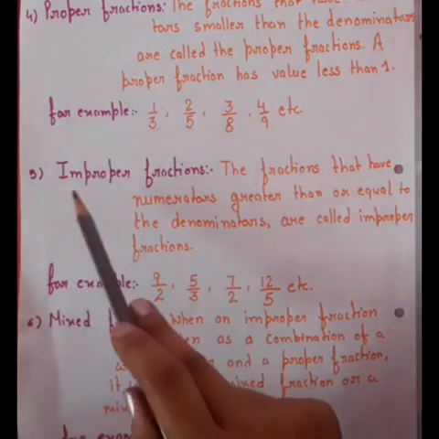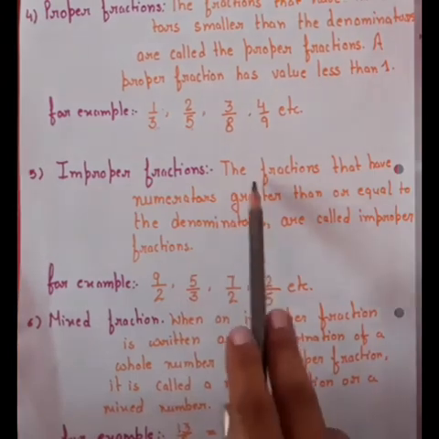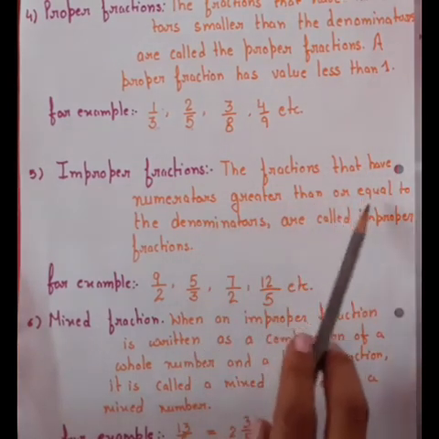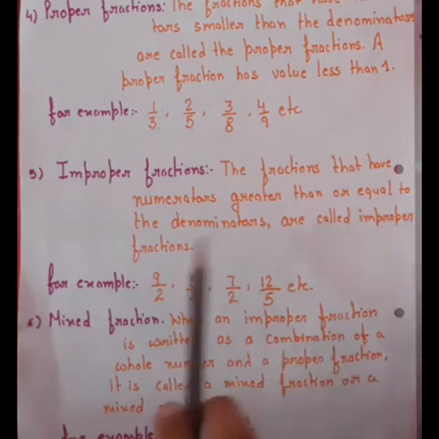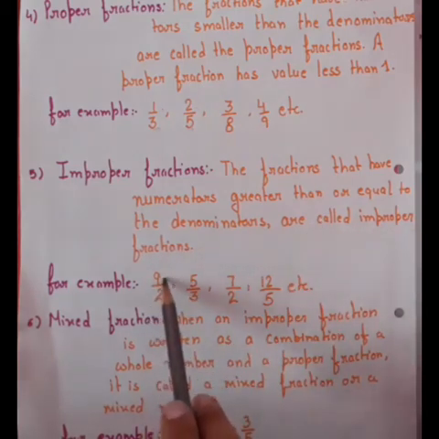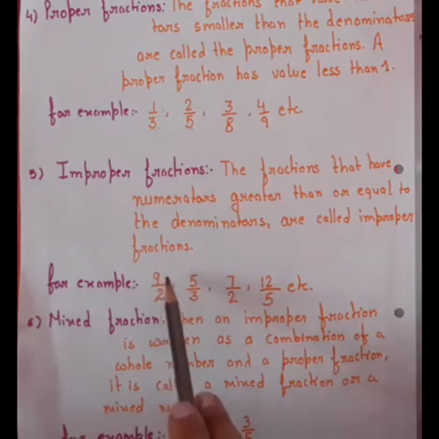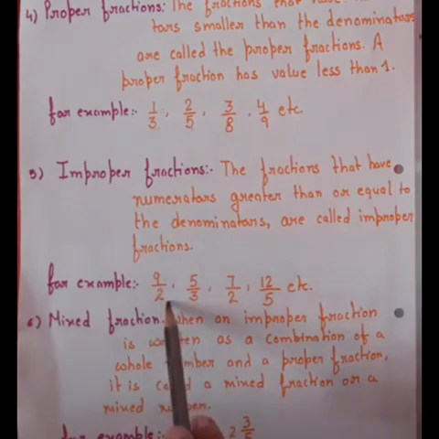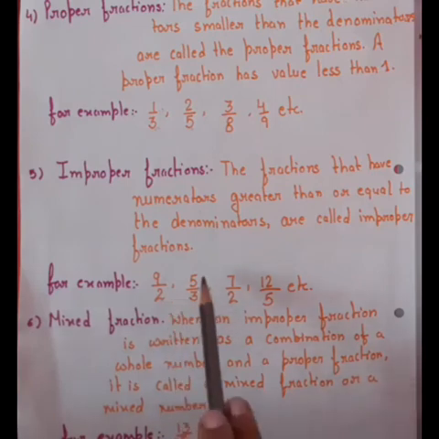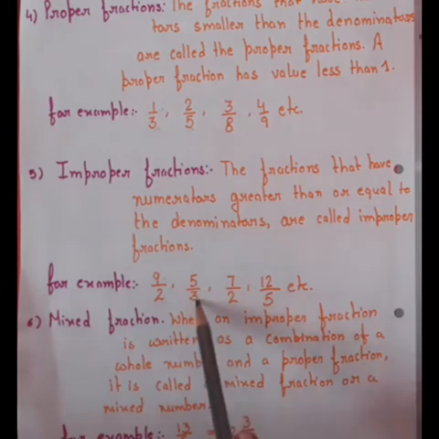Next, fifth is improper fractions. The fractions that have numerators greater than or equal to the denominators are called improper fractions. So if the numerator is greater than the denominator, then the fraction is called an improper fraction. For example, I have written 9 upon 2. You can see here the numerator is greater than the denominator. The numerator is 9, the denominator is 2, and 9 is greater than 2. So this fraction becomes an improper fraction. Same with 5 upon 3. Here 5 is greater than 3. It means the numerator is greater than the denominator. So the fraction is an improper fraction.